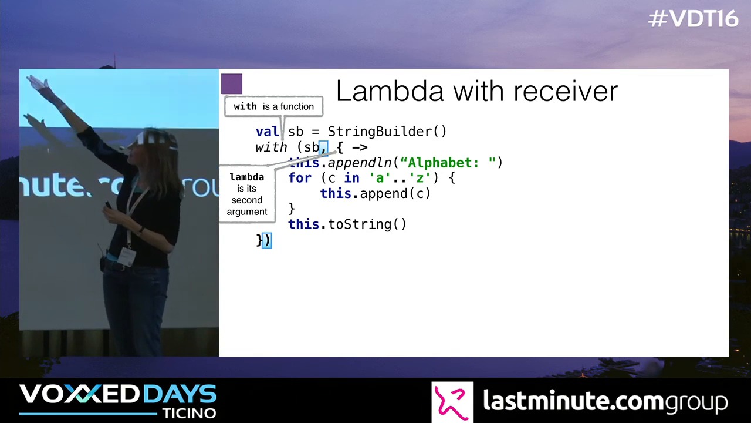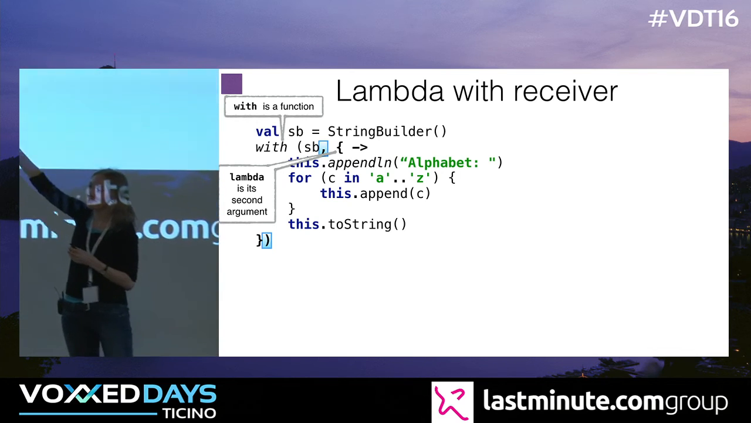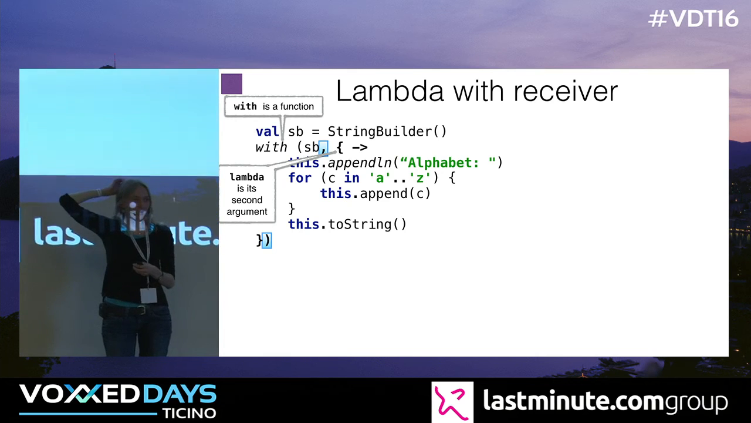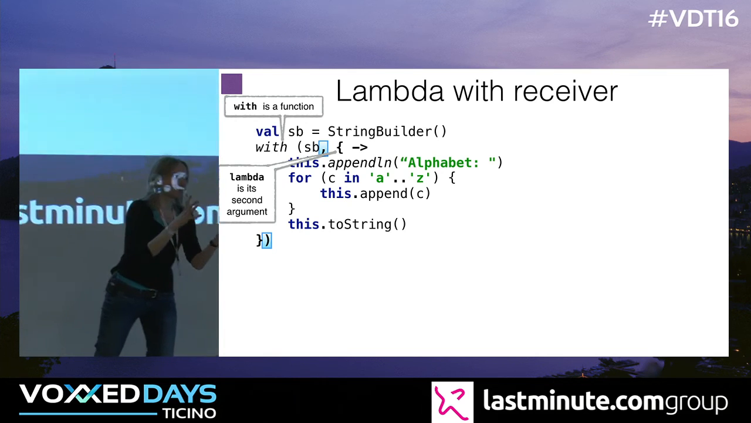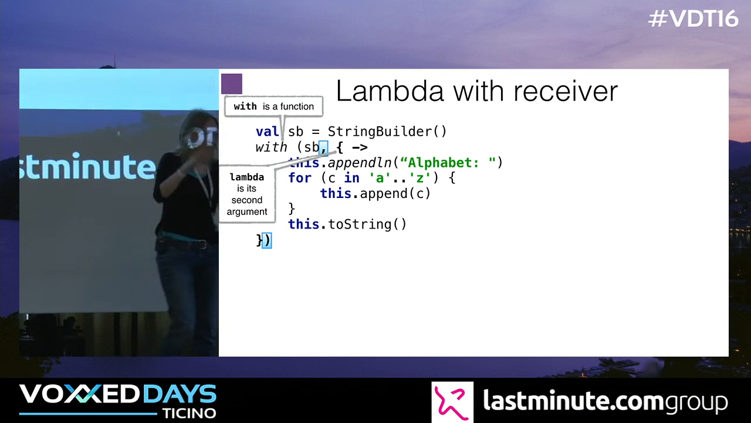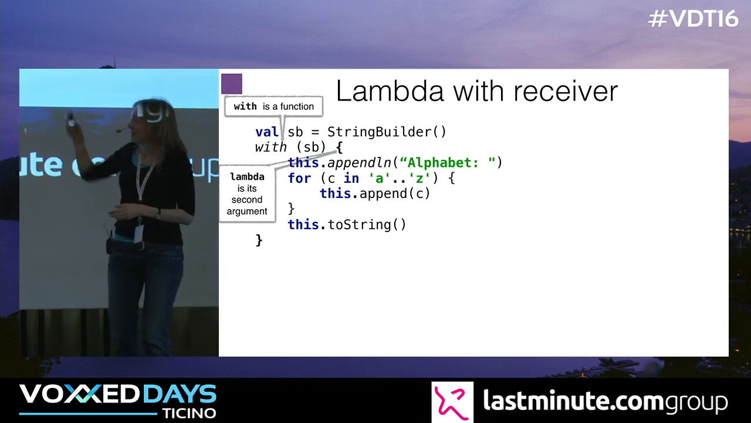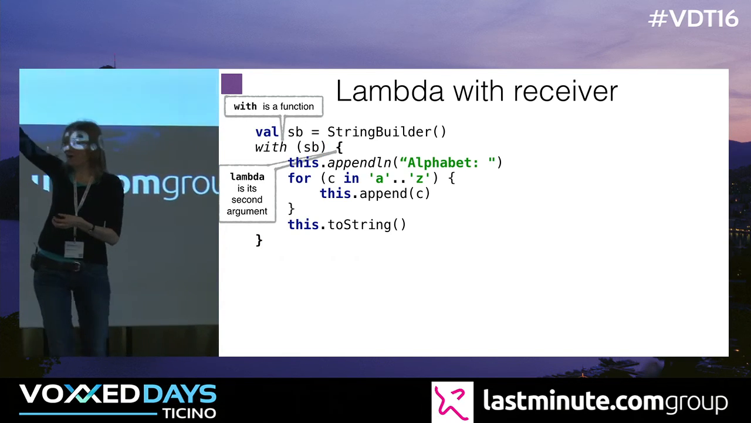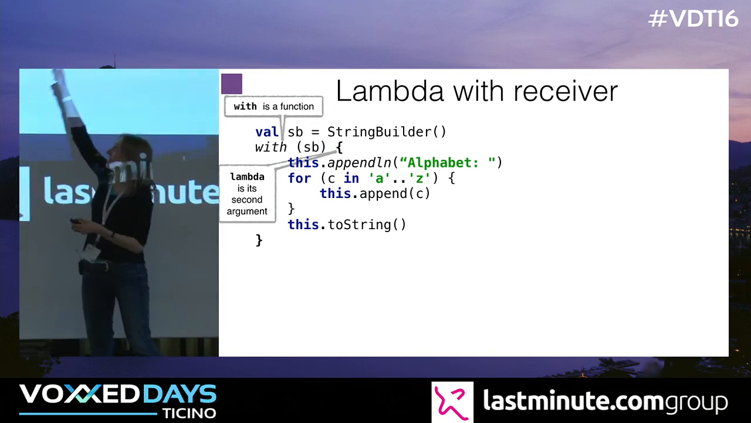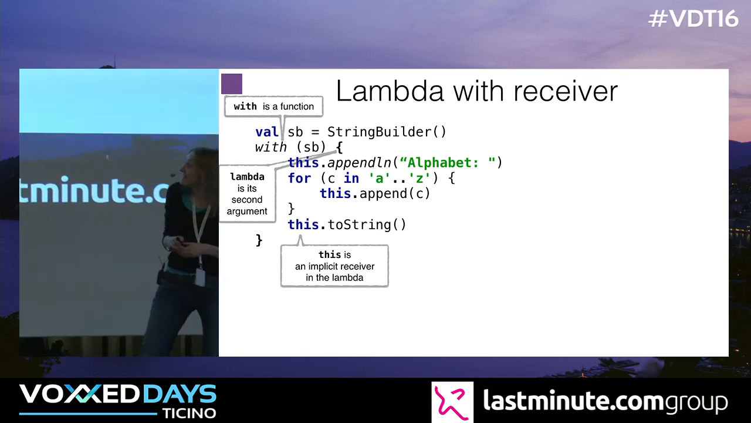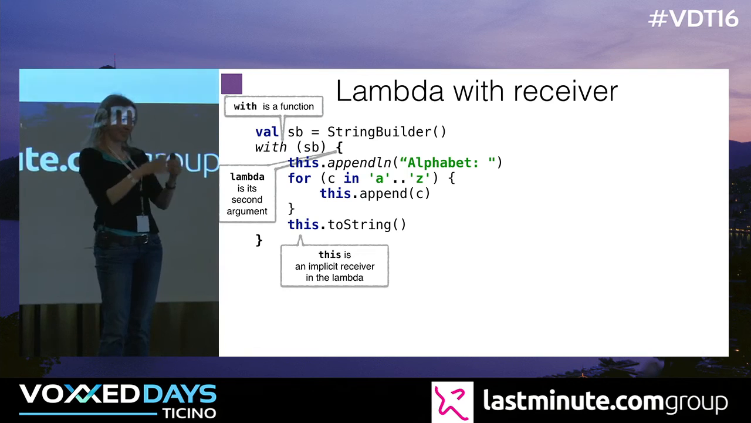Okay, so we have this lambda, and it's another way to call it. Yes, it's a typical way, but because of this syntactic sugar in the language, because you can move it out of the parentheses, you can write this and it will mean the same thing. So again, with is a function where string builder is the first argument and lambda is the second one. And this is an implicit receiver in this lambda.